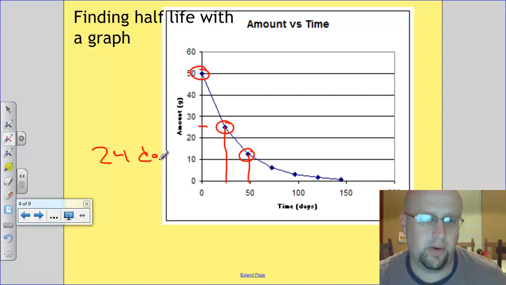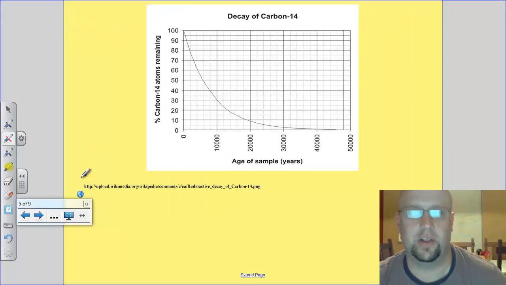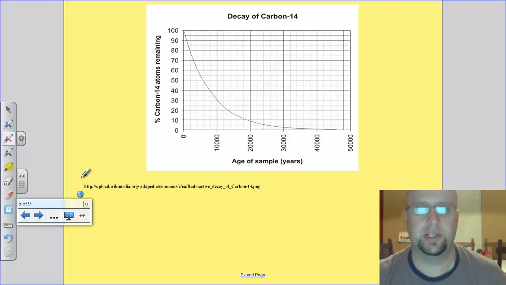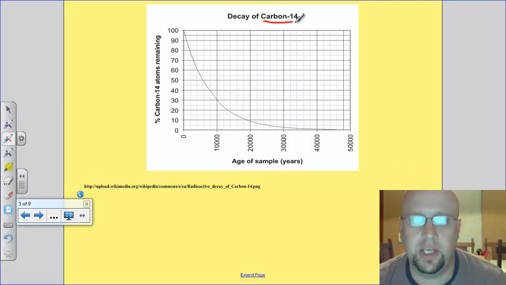Okay. Now again, how do we make sure that we've got a pretty good handle on this? This is a real element, a real isotope. It tells you what it is up here. This is carbon-14, very common. This is what we use for radiocarbon dating.